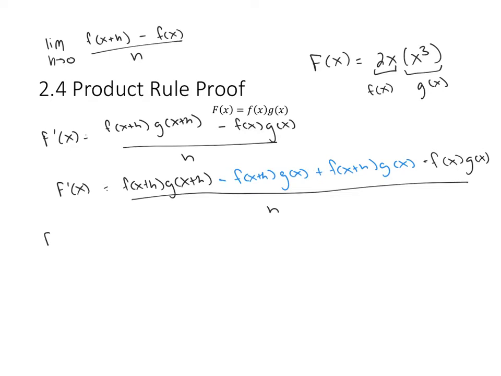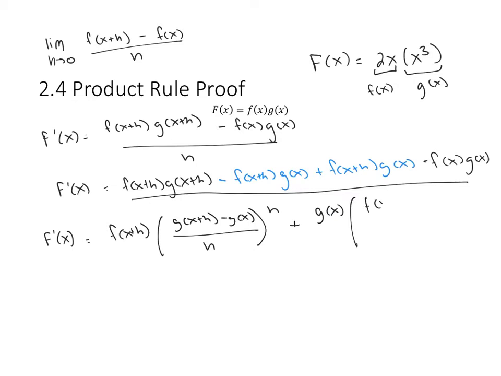Now let's factor out our like terms. In this first part, we have f of x plus h and f of x plus h. So I have f of x plus h and then times g of x plus h minus g of x all over h. And then the second part, I have g of x that I can factor out. And I get f of x plus h minus f of x all over h. So in the limit rule, I should be taking this function as the limit as h goes to 0. I forgot to write that out, so I'm just going to squeeze that in.